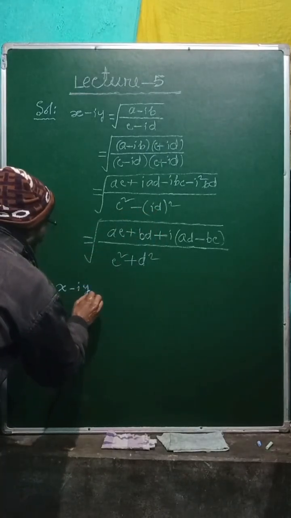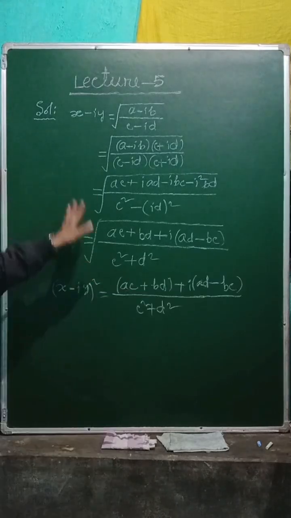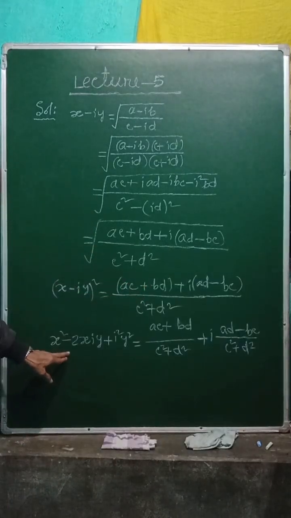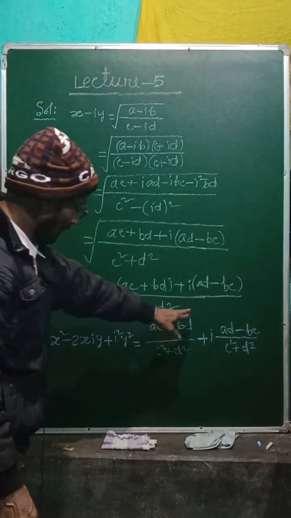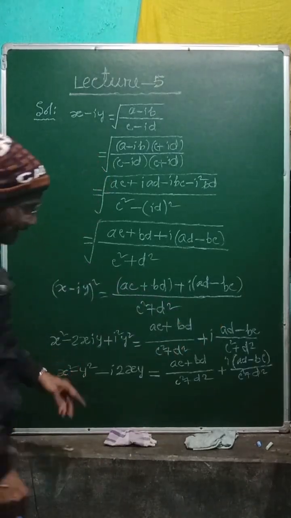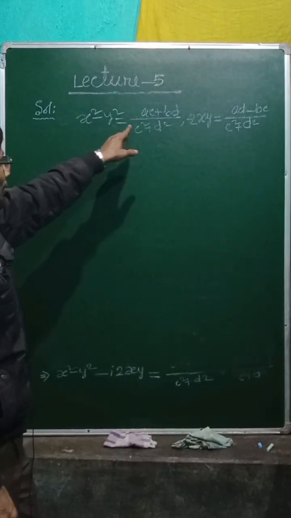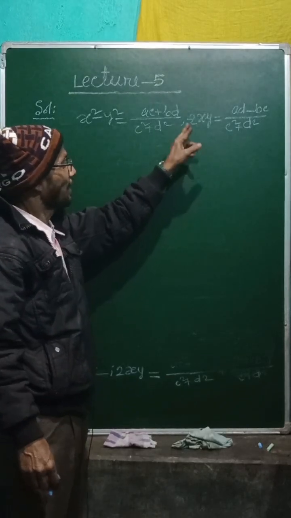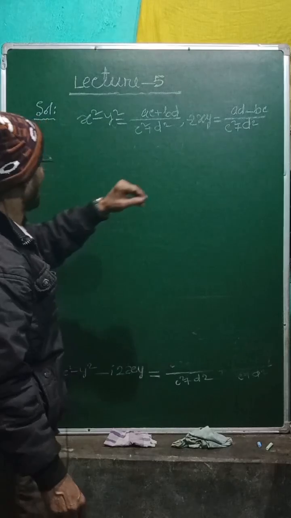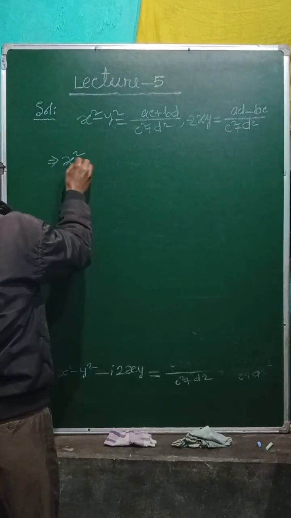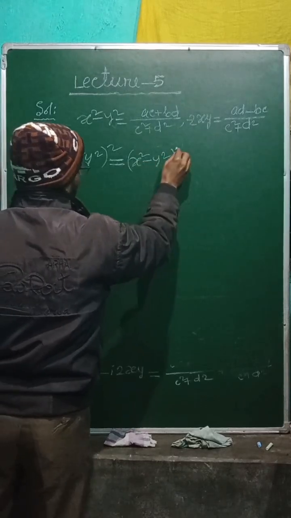X minus iota y whole square will be equal to this, which implies x square minus 2x iota y plus iota square y square is equal to these two terms we are getting. Comparing the real and imaginary parts from both sides, we get x square minus y square is equal to ac plus bd by c square plus d square, and minus 2xy is equal to ad minus bc by c square plus d square, which implies (x square plus y square) minus y square giving whole square.